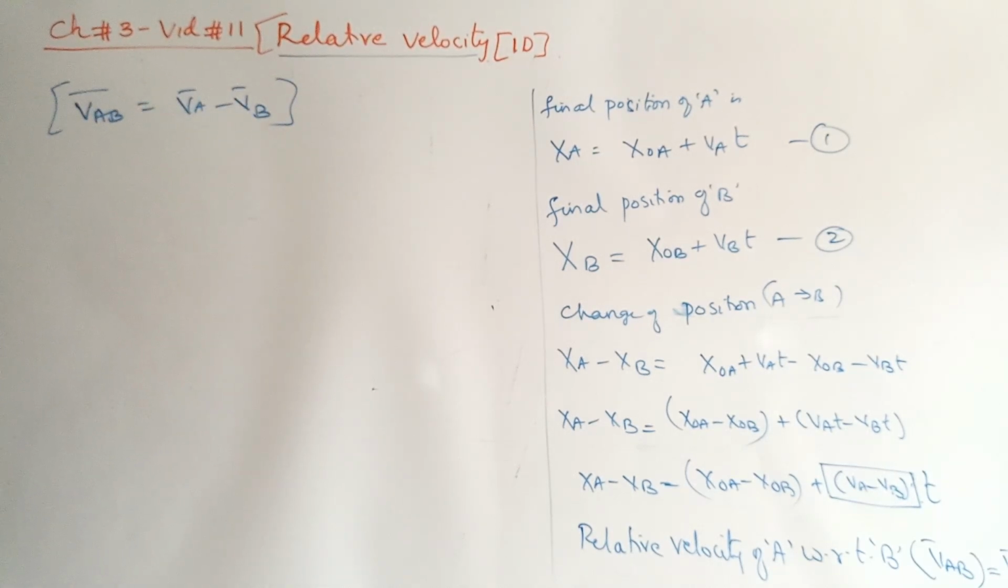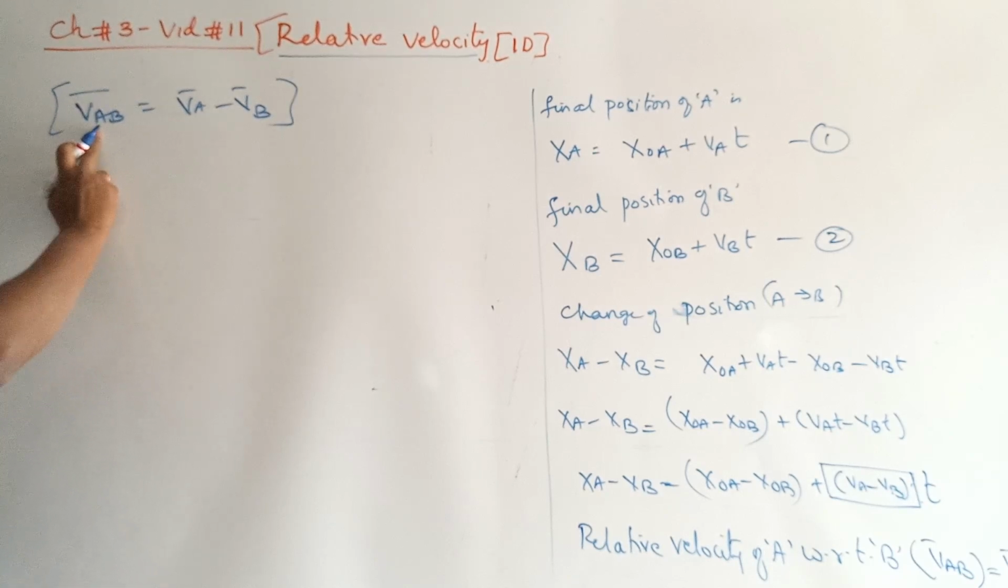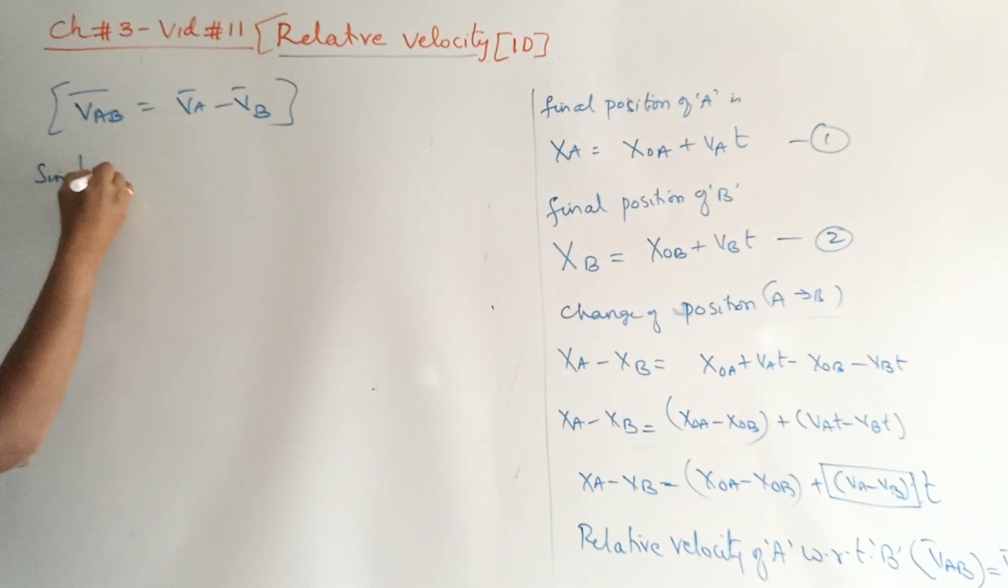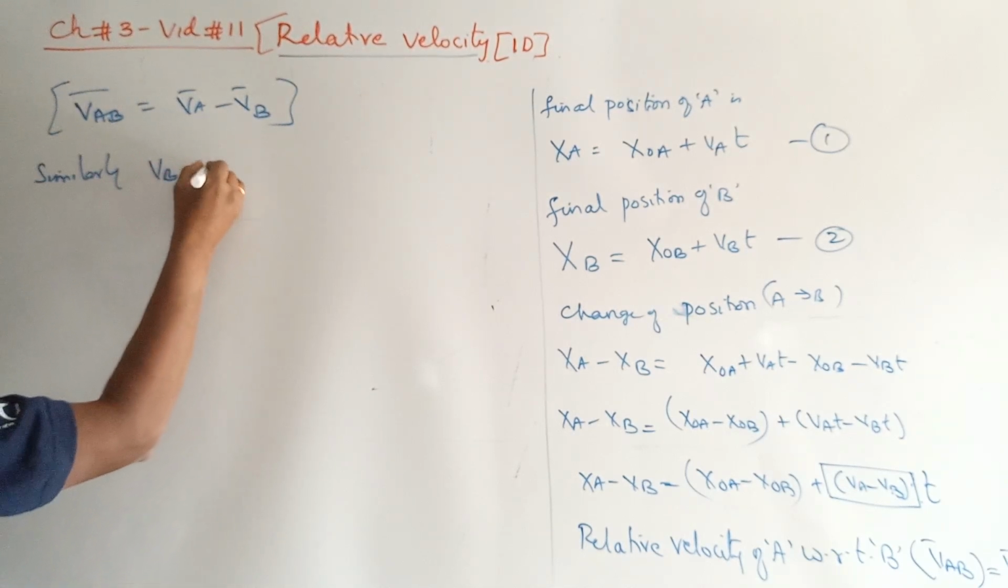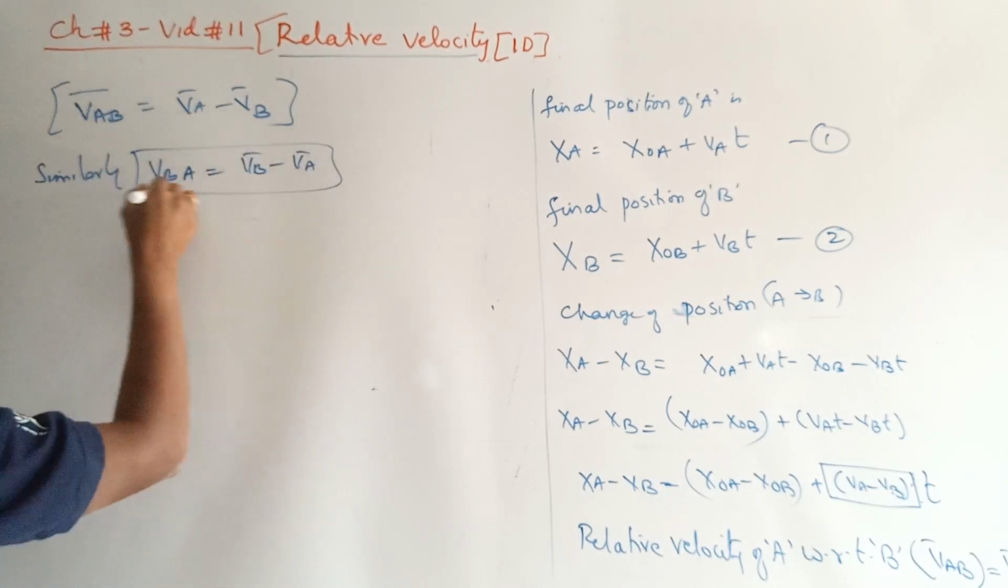What is this equation called as? This equation is called the relative velocity of A, velocity associated with A as seen from B. VAB means velocity associated with A as seen from B is equal to VA minus VB. Similarly, what can you write for VB minus VA? Velocity associated with B as seen from A is given by VB minus VA. These are the formulas for relative velocities.